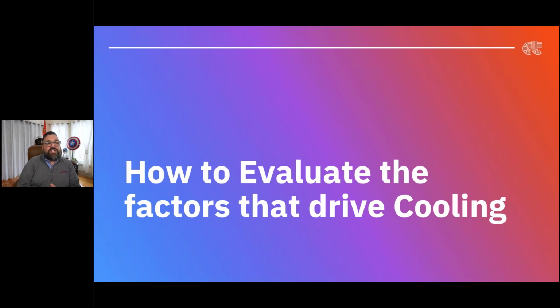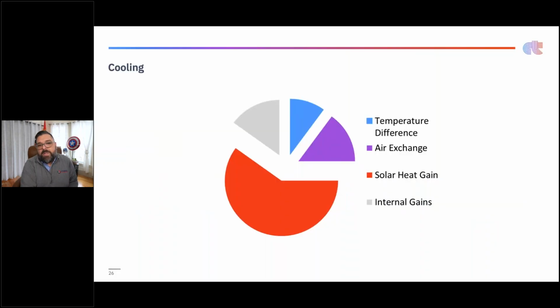All right, let's talk about the key factors for cooling now. So you can see solar heat gain can easily be more than 50% of your heat gain. The more windows you have and the more windows that face south or southwest, the higher percentage of the load this is going to be. Of course, internal gains, air exchange, which is infiltration, and temperature difference make up the majority of the rest of the heat gain calculation. And I talked about it already with infiltration and temperature difference. So I'm going to hit the other two now, solar heat gain and internal gains.